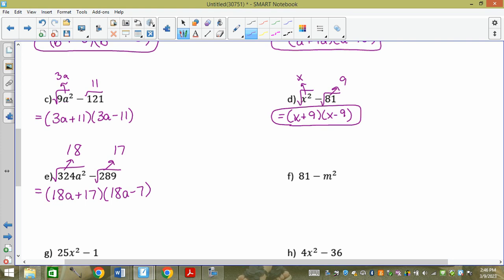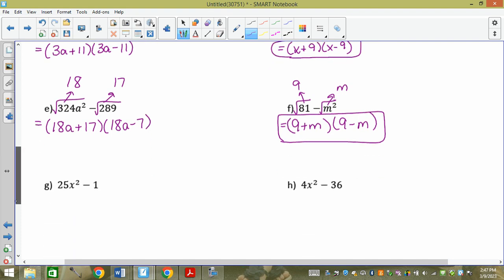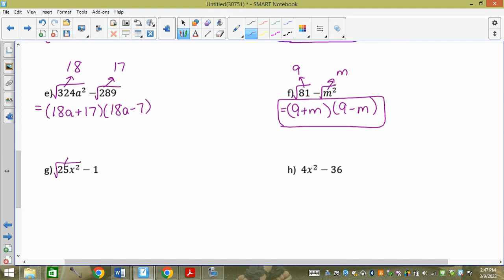Okay, and then 81 minus m squared. So we can take the square root of 81 and we get 9. Square root of m squared, we get m. So we get 9 plus m, 9 minus m. This one, square root of 25x squared is 5x. Square root of 1 is 1.